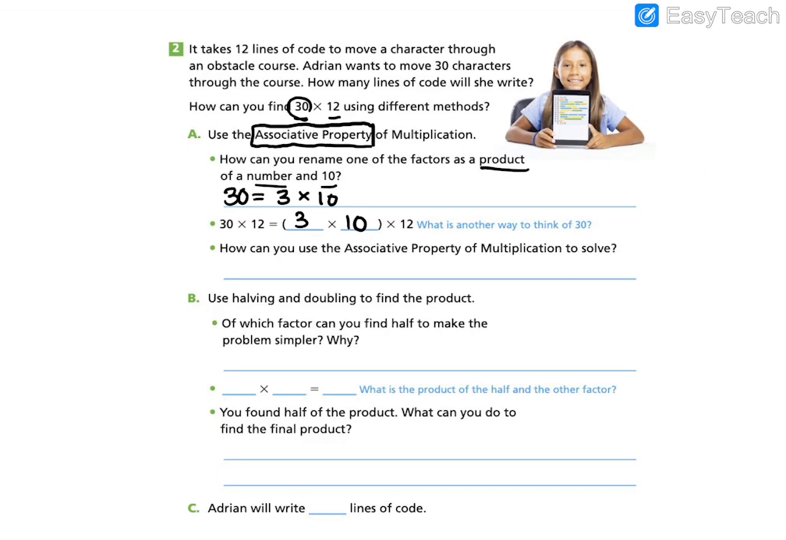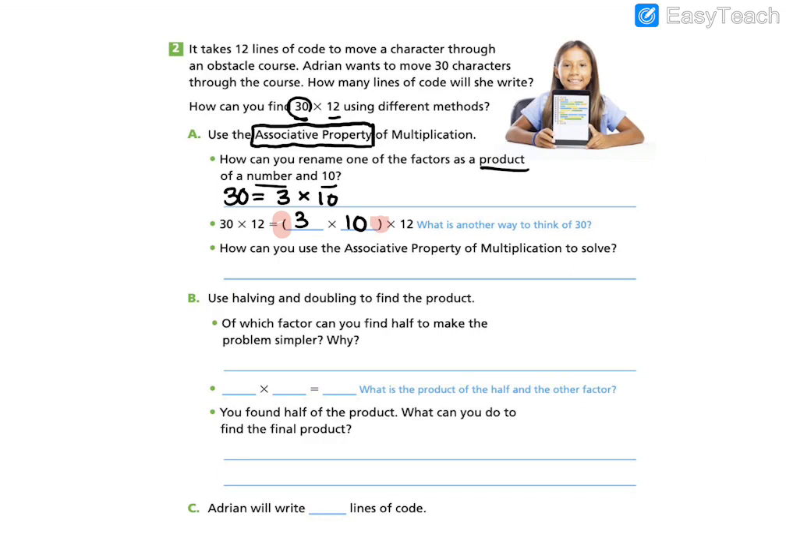So now it asks us, how can we use the associative property of multiplication to solve? Now, if you still aren't sure about what the associative property is, I want you to take a look at the parentheses here. When we use order of operations, we solve what is in parentheses first. Now, we have 3 factors that are all being multiplied. When all of our factors are being multiplied, we know that the order in which we multiply does not matter.